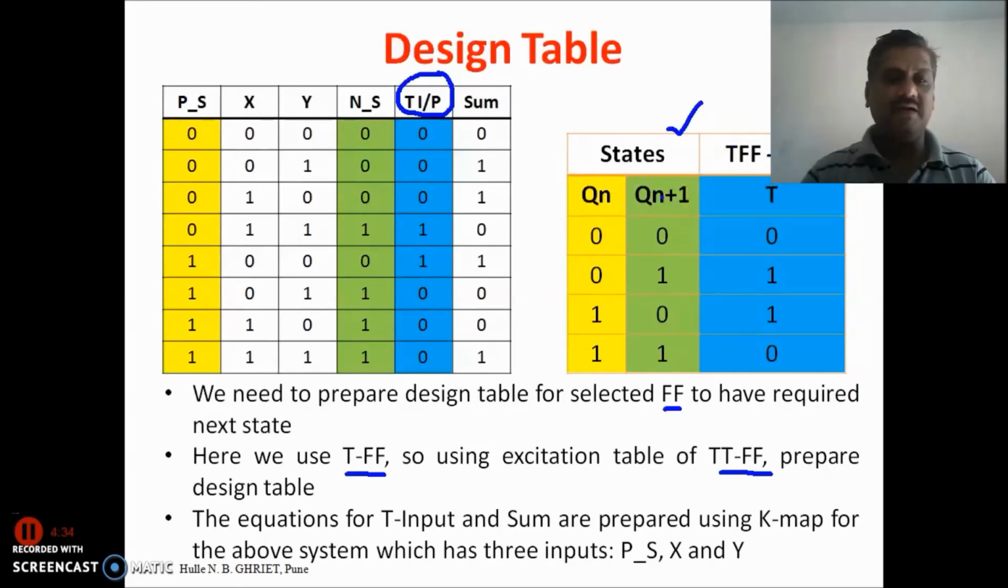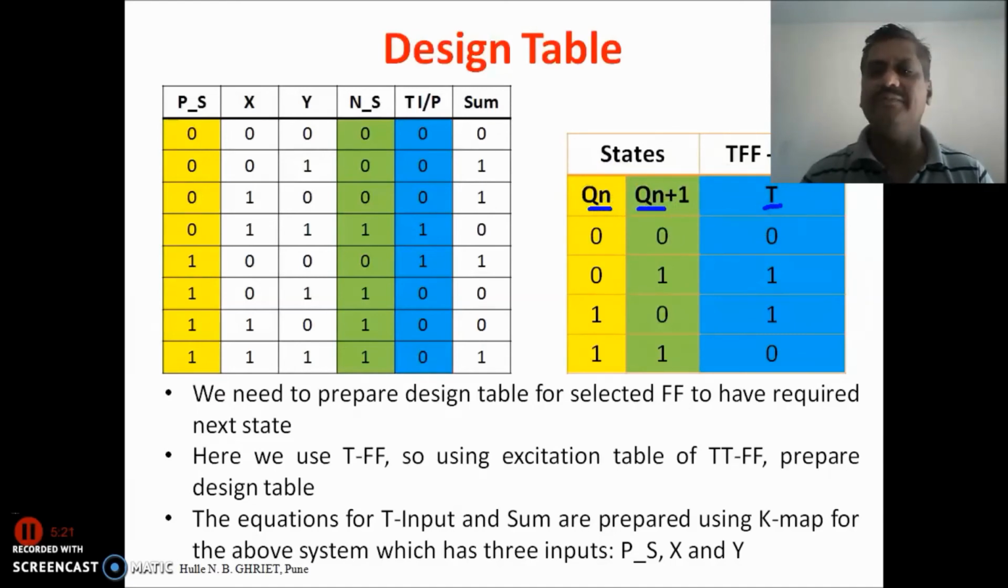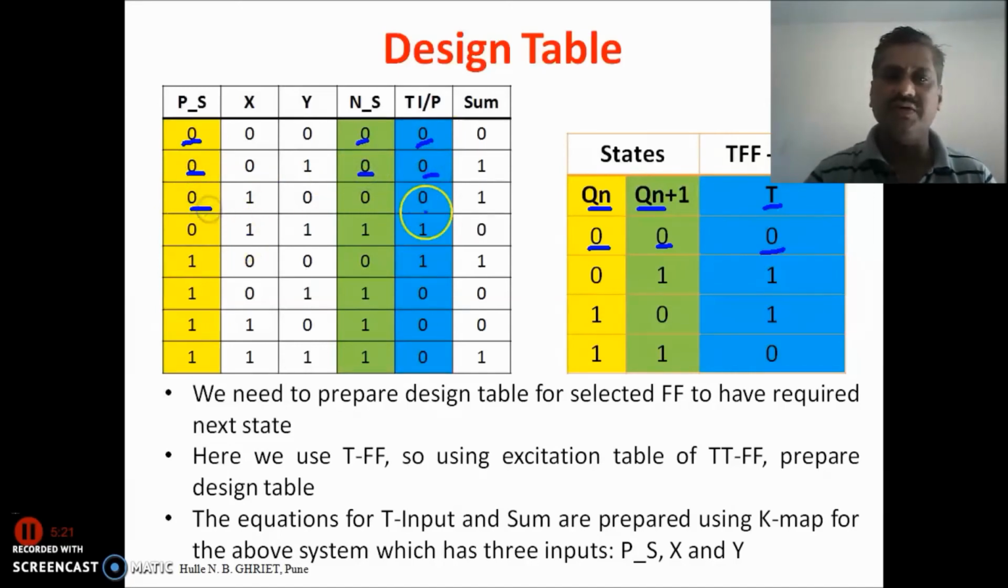Now here we will look at how this table works. This is the present state, this is the next state, and this is the T input required for this particular case. When the present state is 0, and the next state we want is 0, then the input applied should be 0. Again, present state 0, next state 0, input applied 0.